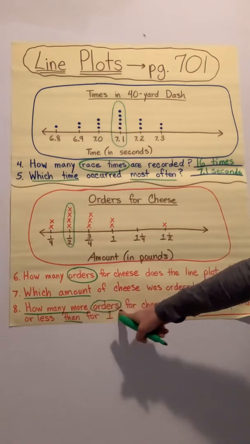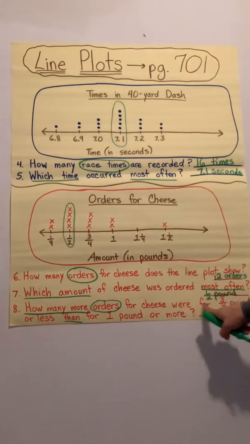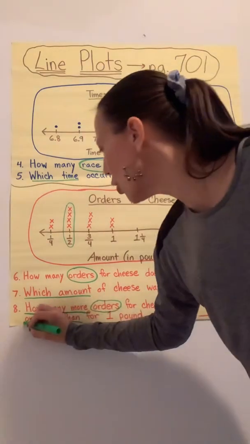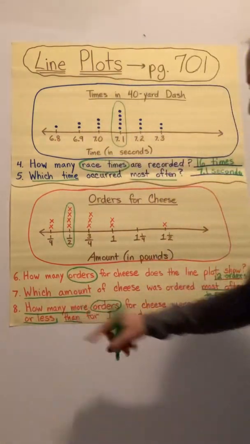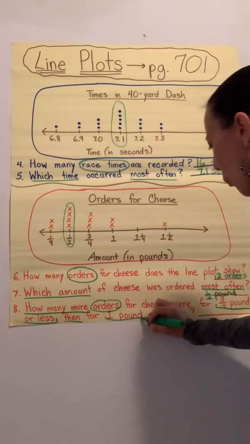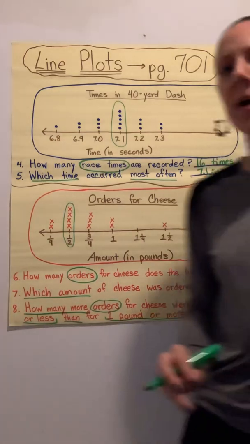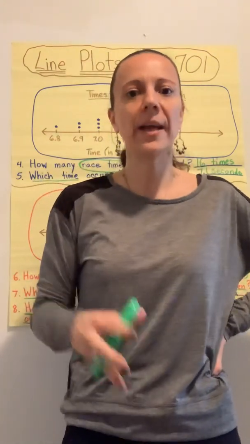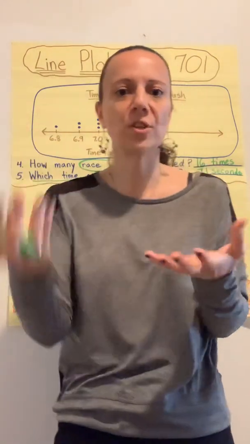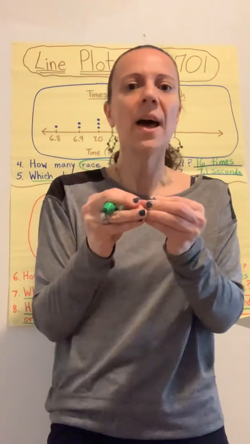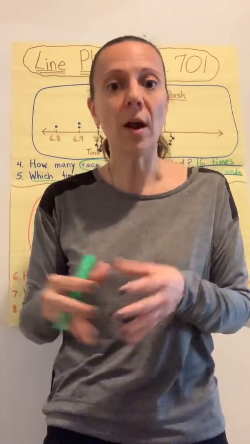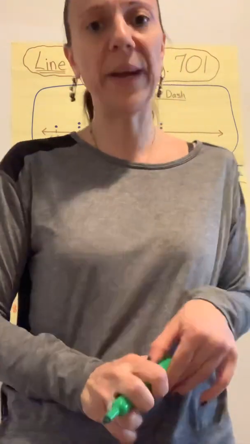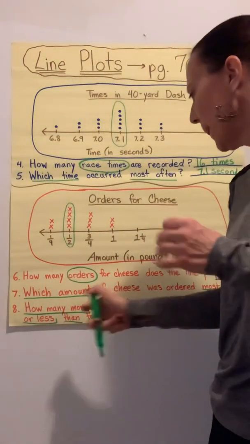How many more orders for cheese were for 3/4 pound or less than for 1 pound or more? So this is why this is a little more complicated. They're not asking me how many more this than this, where I can just pick two numbers and subtract. They're asking me how many more whole sections of the graph. So I really need to break down what they're talking about.